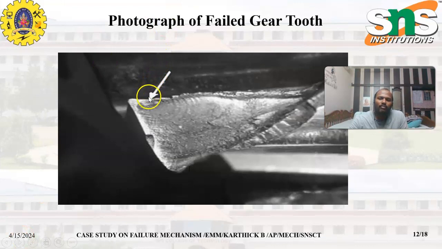So this is the photograph of the failed structure where you can see this arrow mark indicates the starting point of the crack, and you can see some fatigue striations found, and the piece which is broken is in a triangle area.